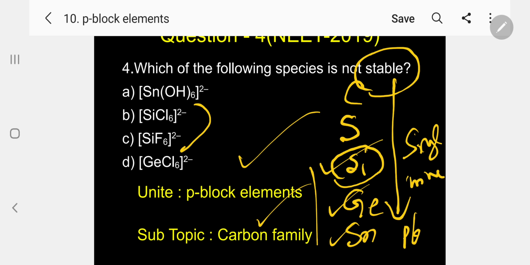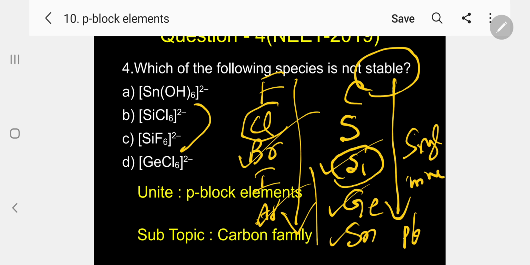Among these, you go for the halogen family: fluorine, chlorine, bromine, iodine and astatine. Again, size increases down the group. So comparatively, chlorine is greater in size than fluorine. So what will happen when comparing silicon hexachloride and silicon hexafluoride, the 2 minus complexes? Because of the bulky chlorine atoms, that should be unstable.